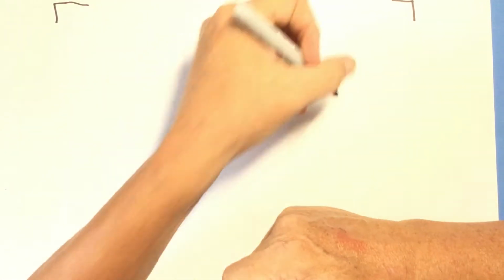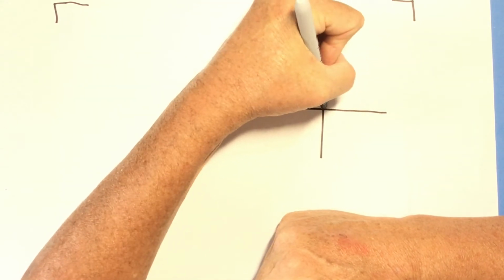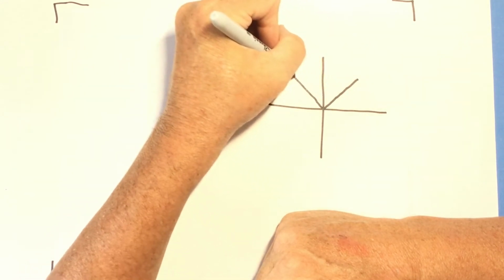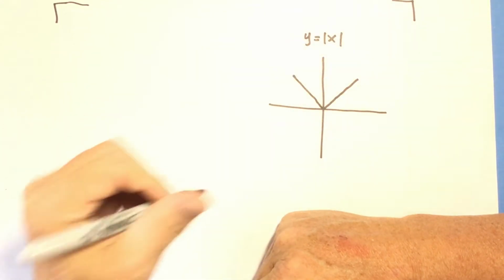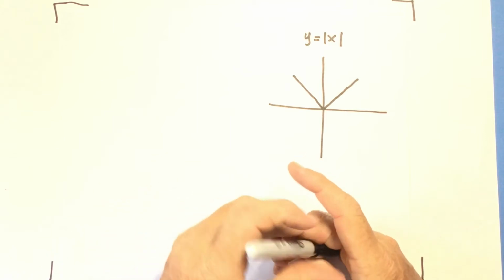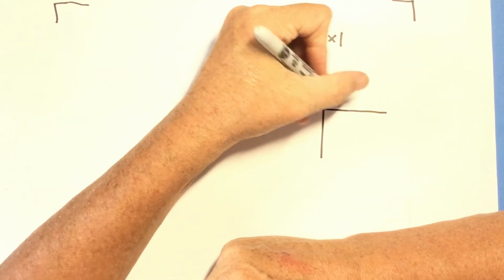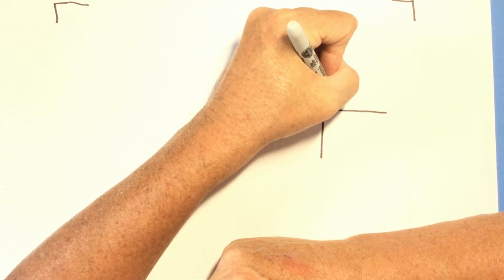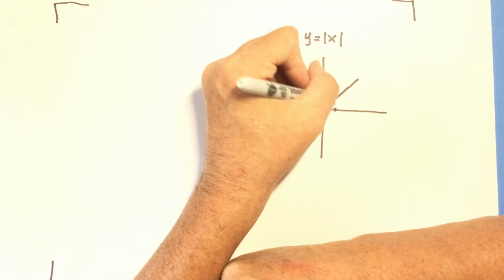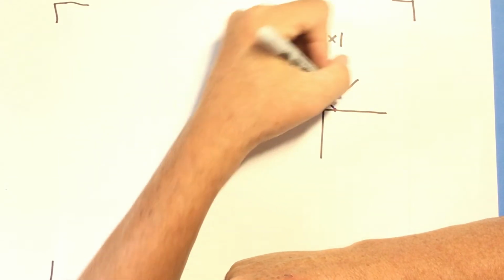So let's start again with our parent graph. Looks like that. There's our parent graph, y equals the absolute value of x. Now, in this case, I'm going to take this point that was right here and just move it over 1. So it's right there now. That means if I move the entire graph along with that point, it now looks like this.